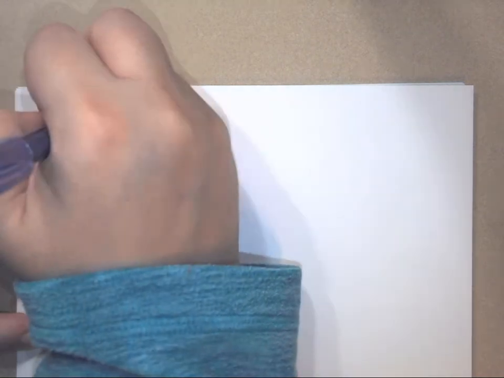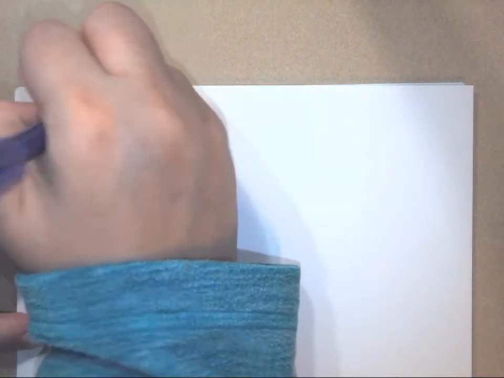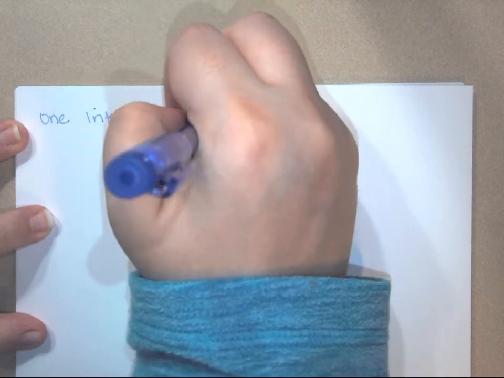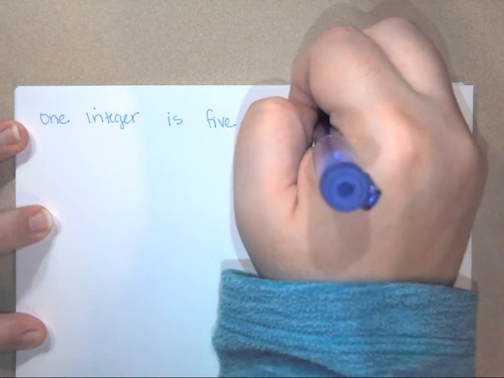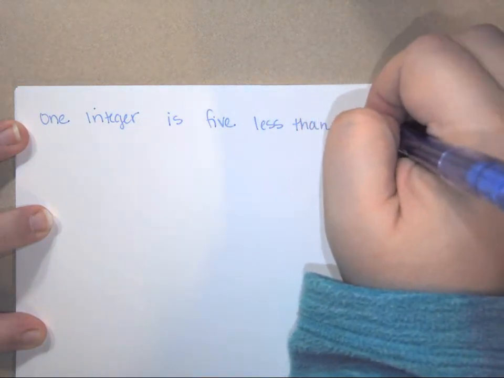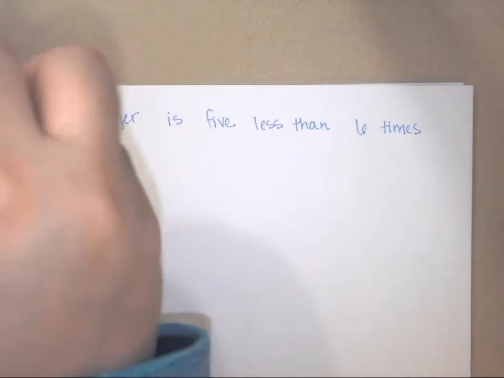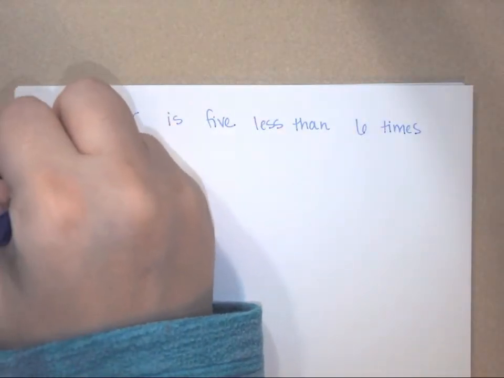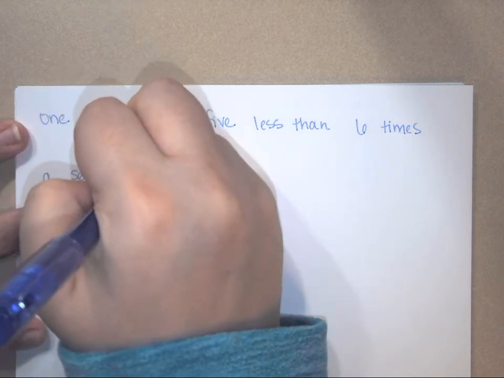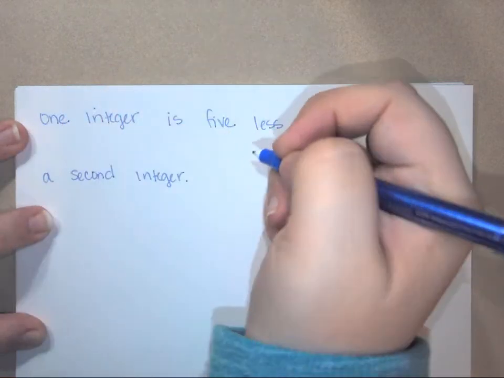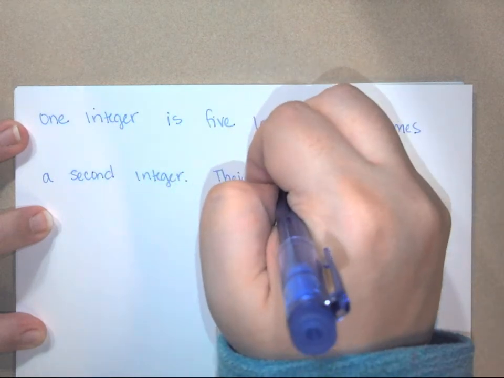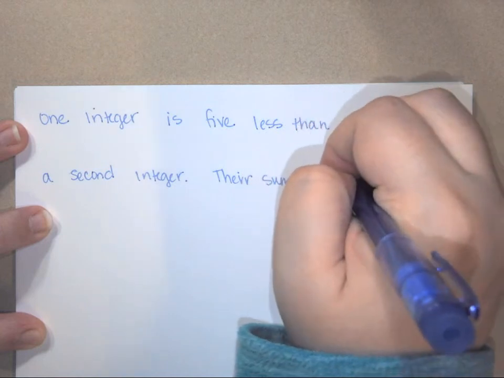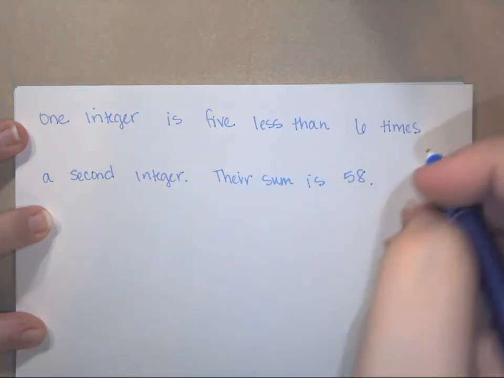Let's decipher another one. So we have one integer is 5 less than 6 times a second integer. Their sum is 58. What are the integers?